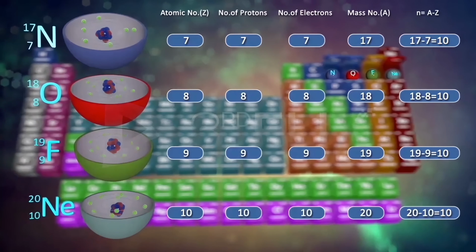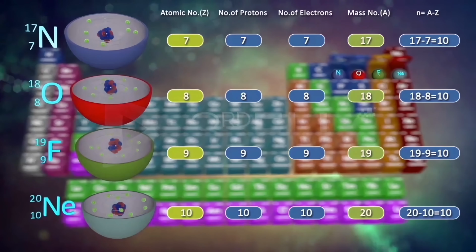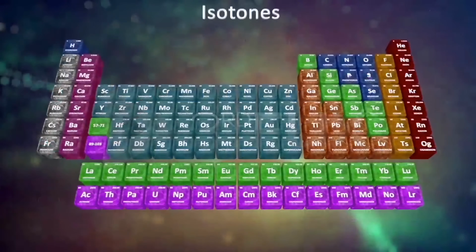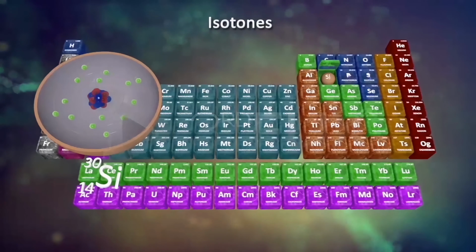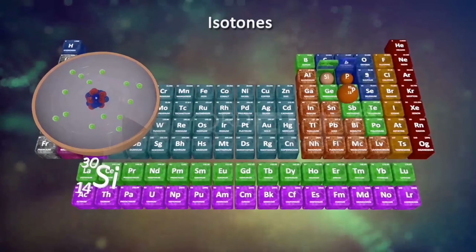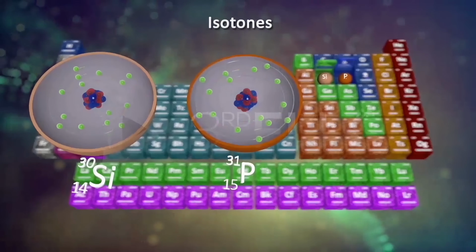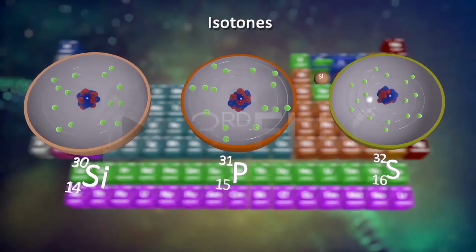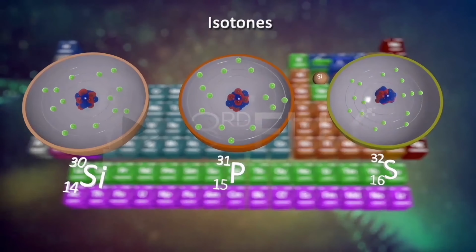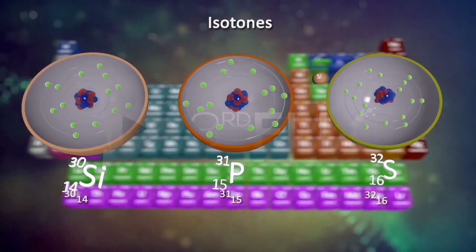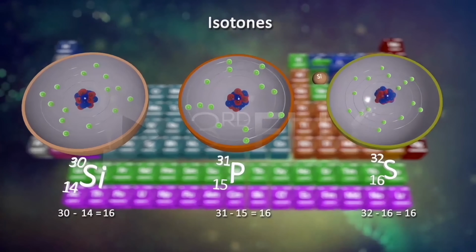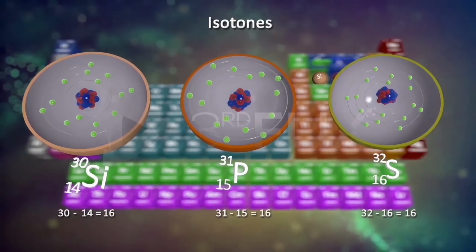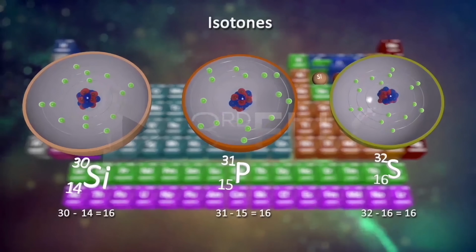Isotones are nuclides with different atomic and mass numbers, but they have the same number of neutrons. For example, silicon-30 (atomic number 14), phosphorus-31 (15), and sulfur-32 (16) are isotones. Here all the atoms have 16 neutrons, hence these nuclides are isotones. Isotones show different physical and chemical properties.